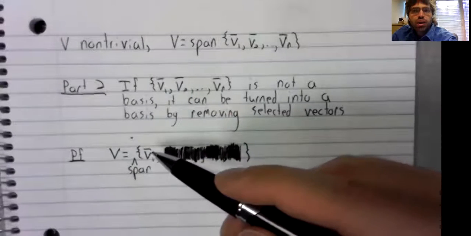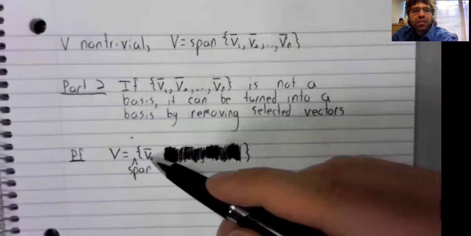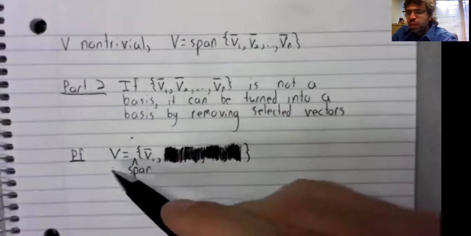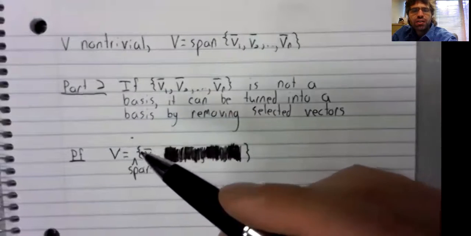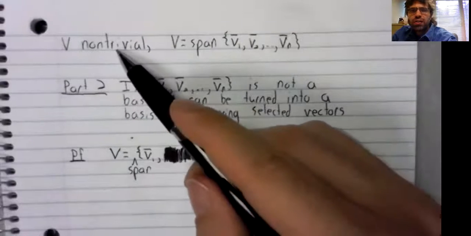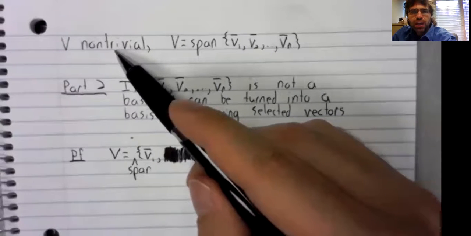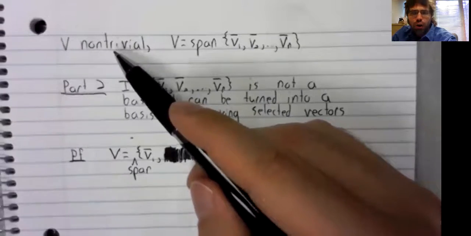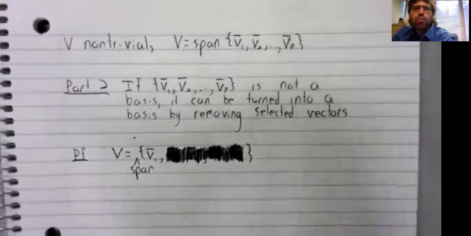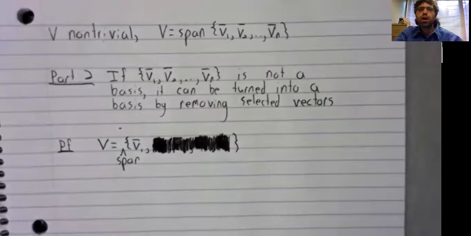This set cannot be dependent unless this vector is the zero vector. But if V is the span of the zero vector, then V is trivial. And we've made the assumption that V is non-trivial. And that's the argument.